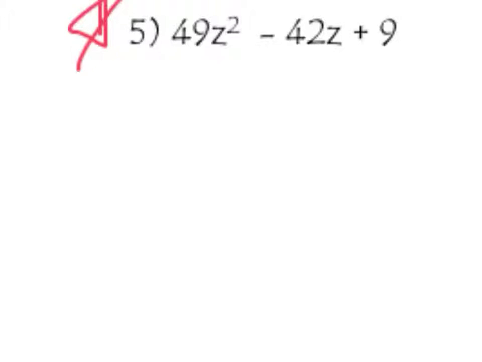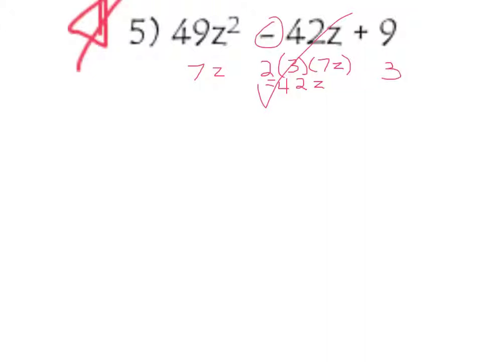Okay, number 5. We look at number 5 and we see 49, and the root of 49 is 7, and the root of z squared is z. The root of 9 is 3. So we need to ask ourselves if 42z is 2 times 3 times 7z, twice the product of the roots. And 7 times 3 is 21 times 2 is 42, so we do have 42z. So that checks. And we can put a check mark and ignore the middle term, except for this minus sign.